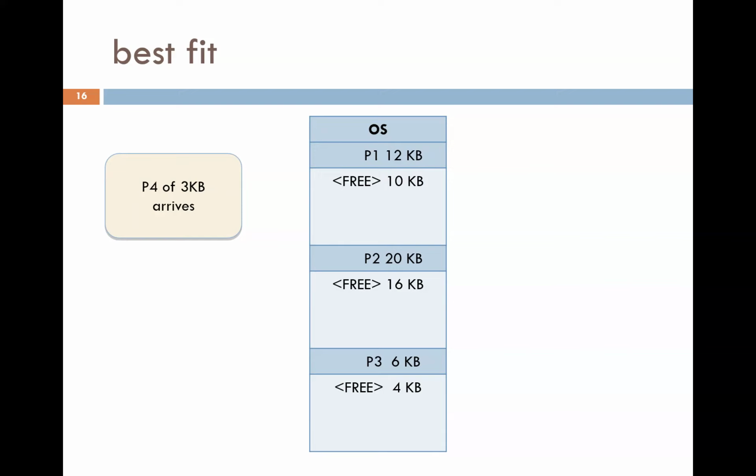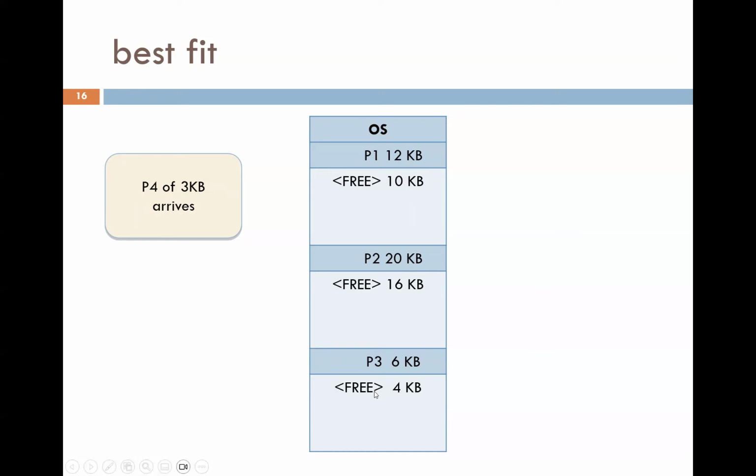Now it is best fit. So what it does, it searches through all the free holes which are available. Here it starts searching from the 10 KB. No, it is larger. 16 KB also is larger. 4 KB is the last hole available. Among all the three holes, it finds that this is the exact match to the process size. It is just large enough. So it will select the smallest available hole to occupy the process of size 3 KB.